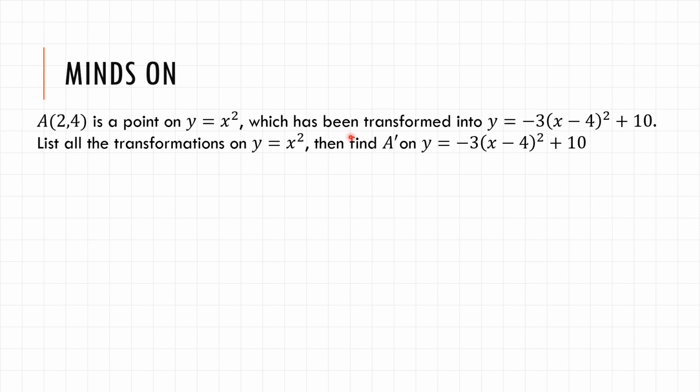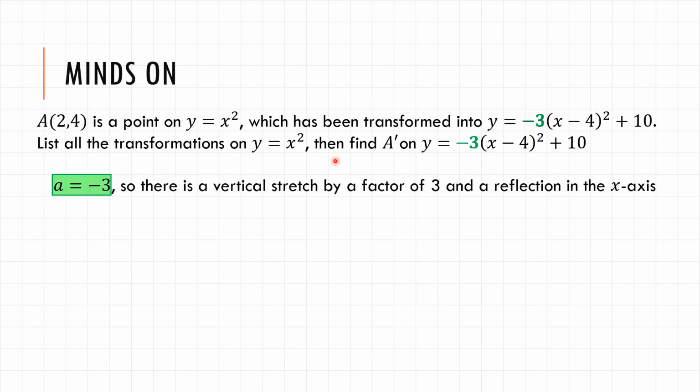So the first transformation we're going to look at, we'll just go left to right, okay? We'll start with the a value. The a value here is -3. That's always going to be in front of the brackets. When the a value is a big number, there's a vertical stretch. When it's a negative number, there's a reflection in the x-axis.